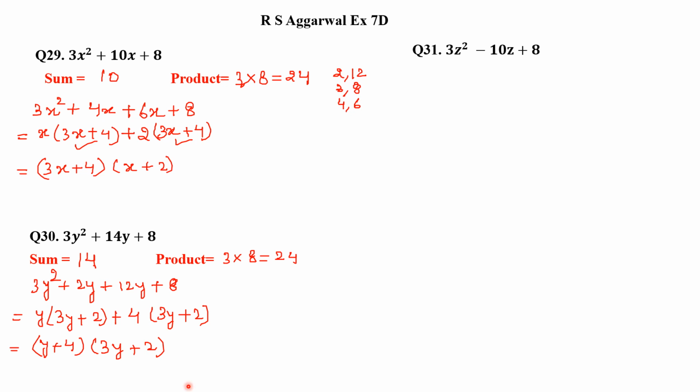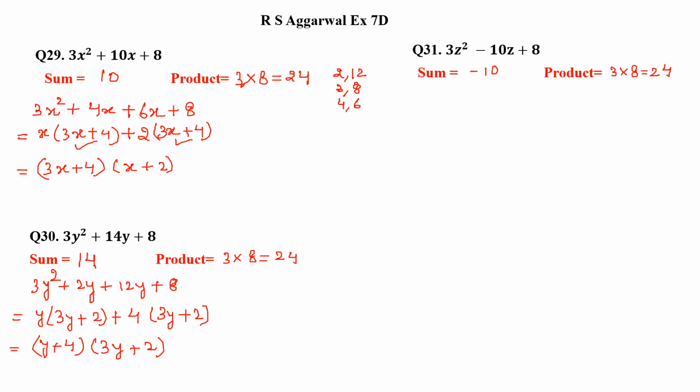So in question number 31, 3z square minus 10z plus 8, if you see the sum should be minus 10 and product should be 3 into 8, 24. So you have to find two numbers whose sum you should get as minus 10 and product you should get as 3 into 8, which will give you 24. Now here you have to see that the sum is negative. Now when will you get sum negative and product positive? The product will be positive if the negative number occurs an even number of times, only then the product will be positive.